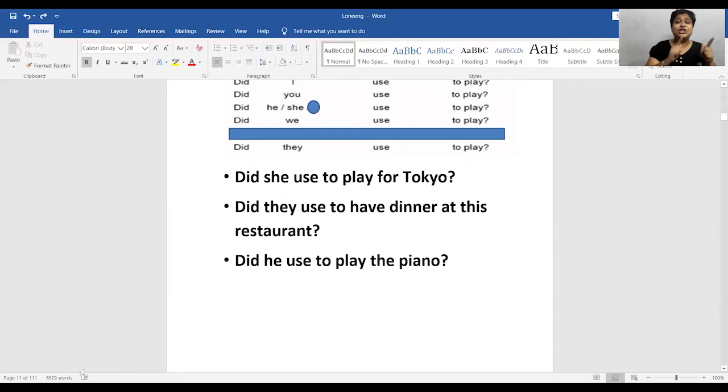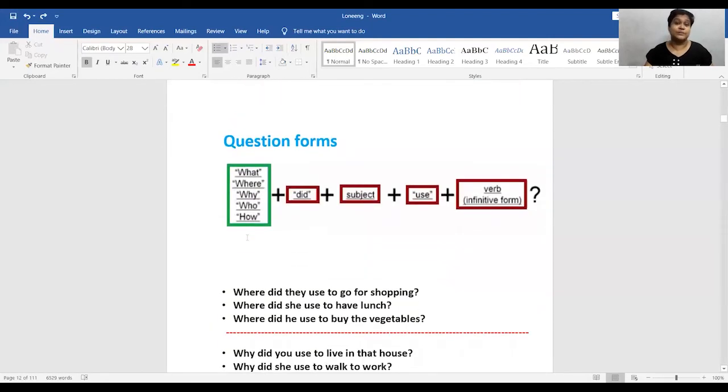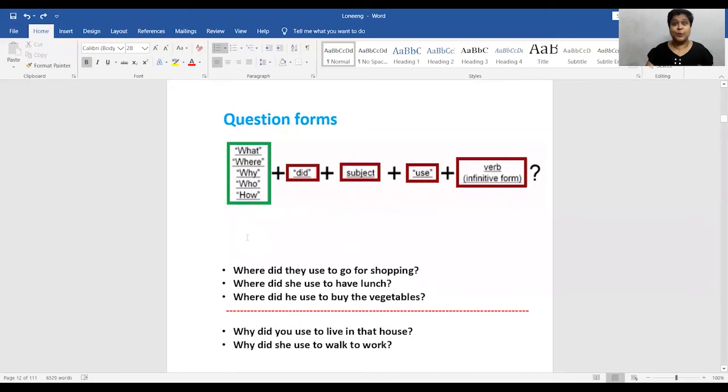Okay, so did she used to play for Tokyo? So Tokyo again is a name of a team in Japan, okay? And they're asking, did she used to play for Tokyo? Tokyo is the name of a team. And it's also a name of a place. Then, the second sentence is, did they used to have dinner at this restaurant? Take a look at the pronunciation. Did they used to have dinner at this restaurant? The last one is, did he used to play the piano? Right? Okay, so now that you understood the questionable forms, let's take a look at a few more.